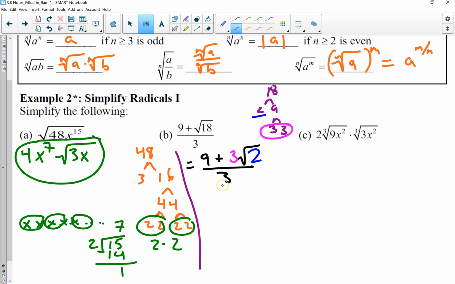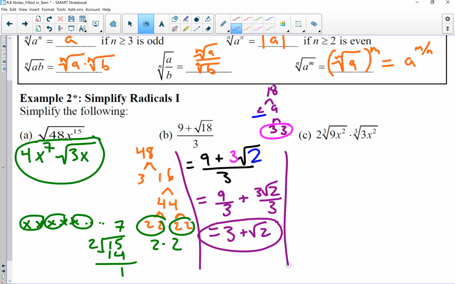So here I can actually go ahead and do the division by 3. I can divide each of these terms by 3. It's 9 over 3 plus 3 root 3, or 3 root 2 over 3. And I can reduce. 9 divided by 3 is 3. Here the factors of 3 can cancel, leaving a root 2. So although sometimes it seems silly to reduce those roots, it really is very helpful, and that's a very important thing that we want to know how to do.